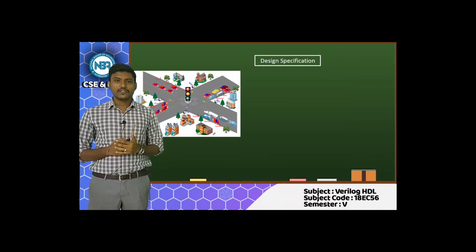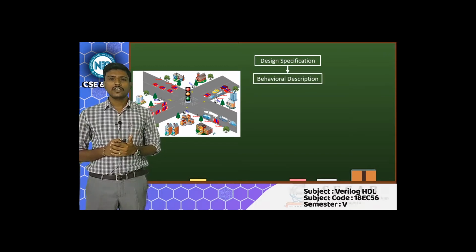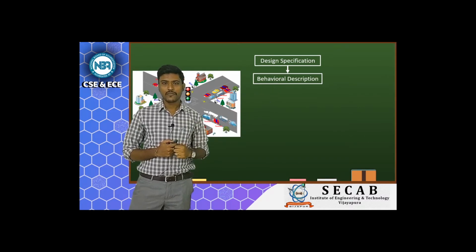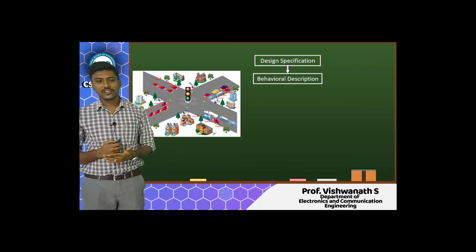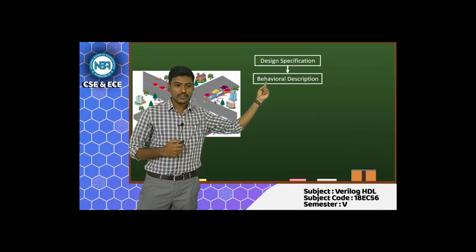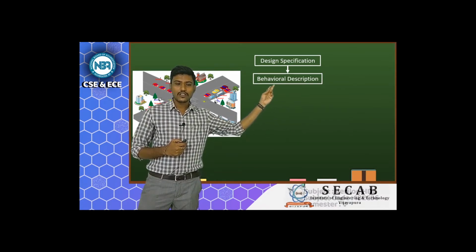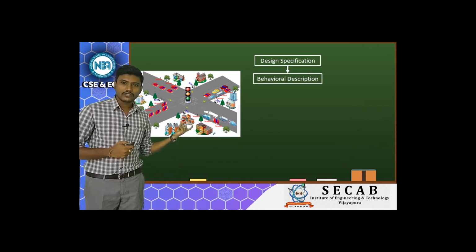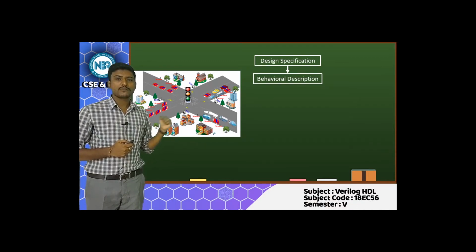Once you have the specification, what we need to do is derive a behavioral description. What do we mean by behavioral description? As you can see here, this is behavioral, which is almost similar to the English word behavior. We need to define a behavior, how it should work. For this traffic light controller signal, what is its behavior?